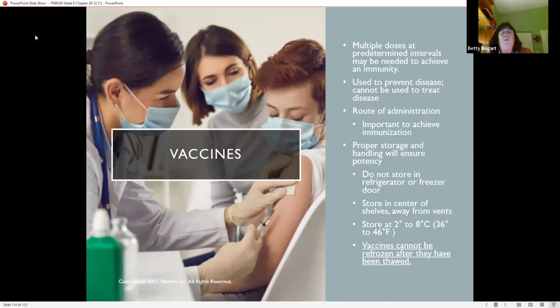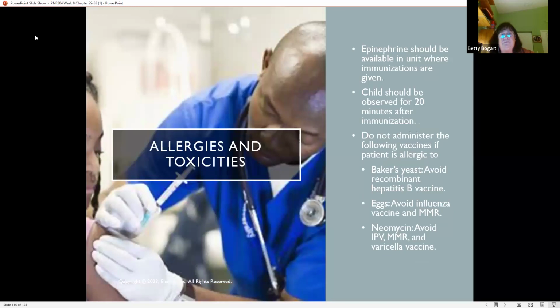Vaccines, we know that they are used to prevent disease. Once you have it, it does not treat it. And once we have a vaccine, we do have an immunity now, okay? Allergies, toxicities, there are things in vaccines that some people can't get. Hepatitis B has some sort of yeast in it. I can't have it. It's an allergy to it. So these are things that we must consider.